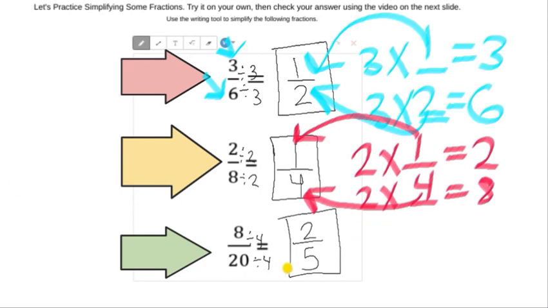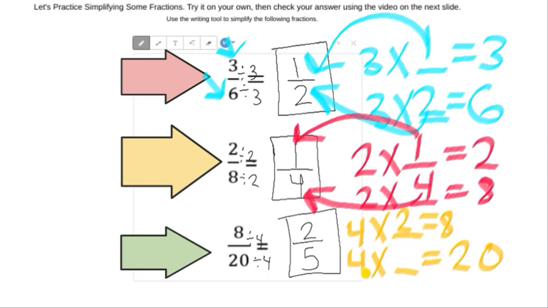Last problem, number 3, let's go ahead and check it. 4 times what equals 8, and 4 times what equals 20. 4 times 2 equals 8, 4 times 5 equals 20. That's exactly how we got our new numerator and new denominator.